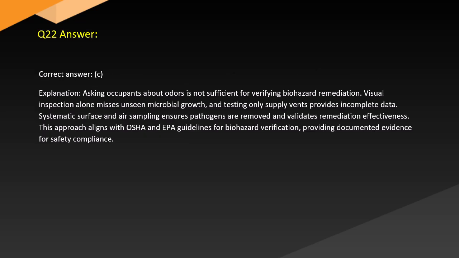Answer. Correct answer, C. Explanation. Asking occupants about odors is not sufficient for verifying biohazard remediation. Visual inspection alone misses unseen microbial growth, and testing only supply vents provides incomplete data. Systematic surface and air sampling ensures pathogens are removed and validates remediation effectiveness. This approach aligns with OSHA and EPA guidelines for biohazard verification, providing documented evidence. Safety compliance.